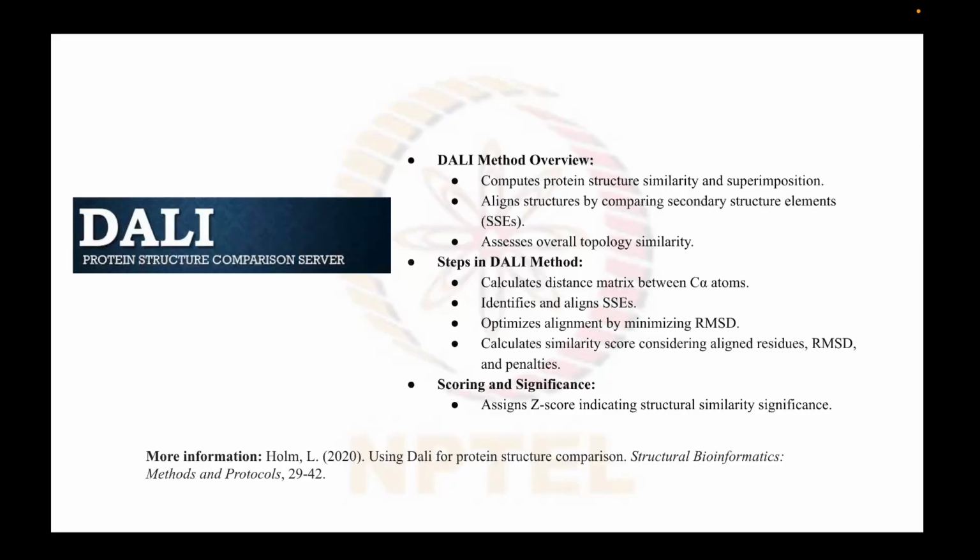So we have the distance matrix alignment method, shortly known as DALI, which is used for comparing and superimposing protein structures. It compares structures by aligning their secondary structure elements and assessing overall topology similarity. Steps in DALI include, first, distance matrix calculation, then identification of secondary structure elements, then alignment optimization and similarity score calculation.